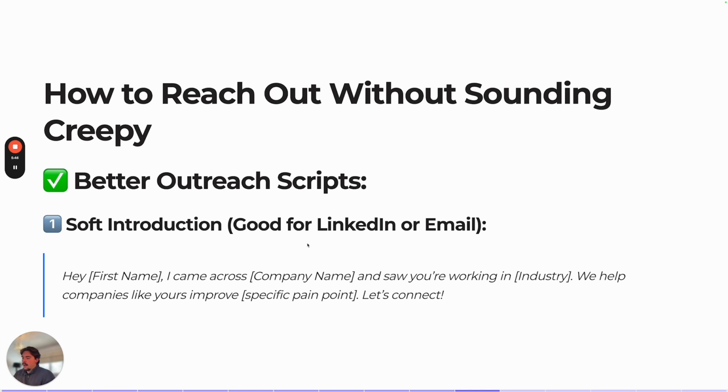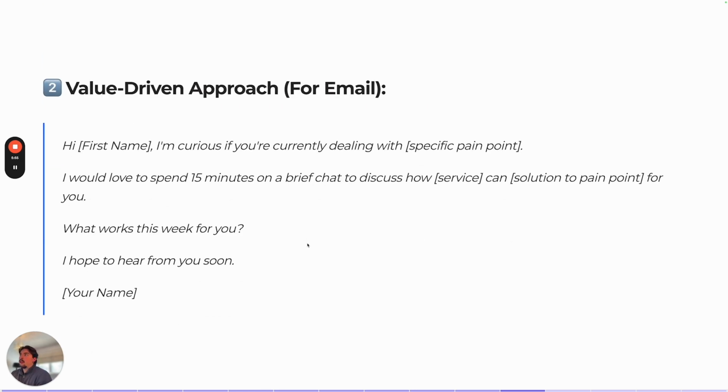Instead of saying something like, "Hey, noticed you were on my website, wanted to connect, can I help you?" it's too stalkery. Another approach is a value-driven approach, which usually works better on email, especially as a connection message. So, "Hi, first name. I'm curious if you're currently dealing with a specific pain point. I'd love to spend 15 minutes on a brief chat to discuss how your service can solve that pain point for you. What works this week for you? I hope to hear from you soon."